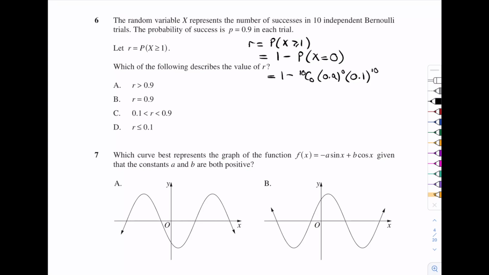Of course, you could have just written this because you know there's only one way that you have no successes, which is that you just have all fails. But anyway, you plug this into a calculator and you get something like 0.9999, not sure, maybe 5 nines or something like that, or many nines like that. And then we see which one of these options this suits, and it looks like it suits option A. And so that's going to be our answer there.